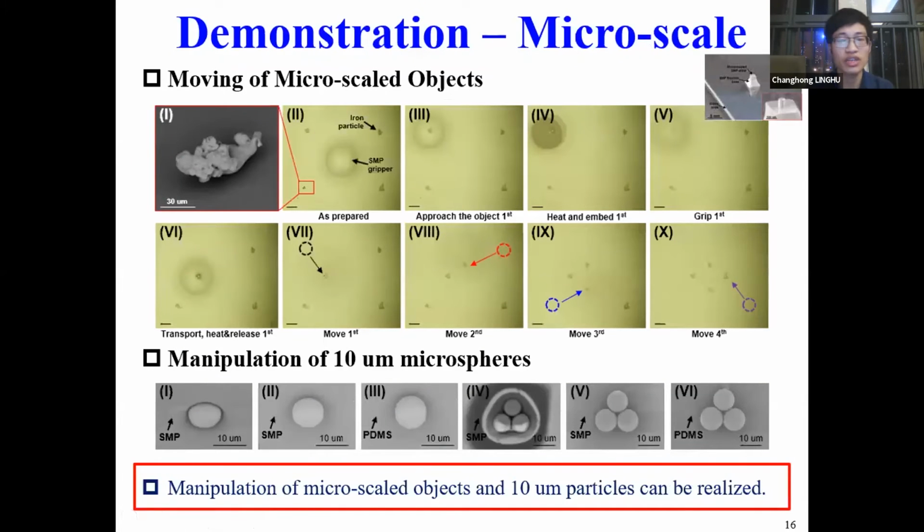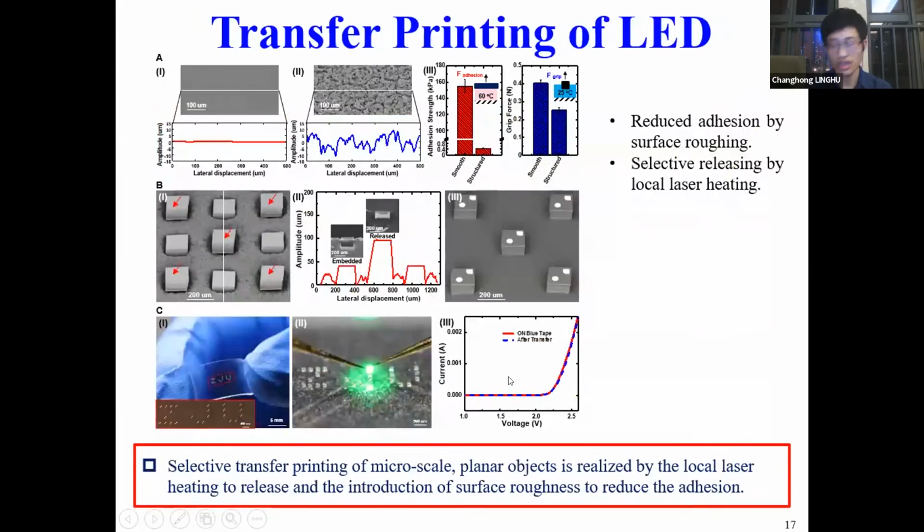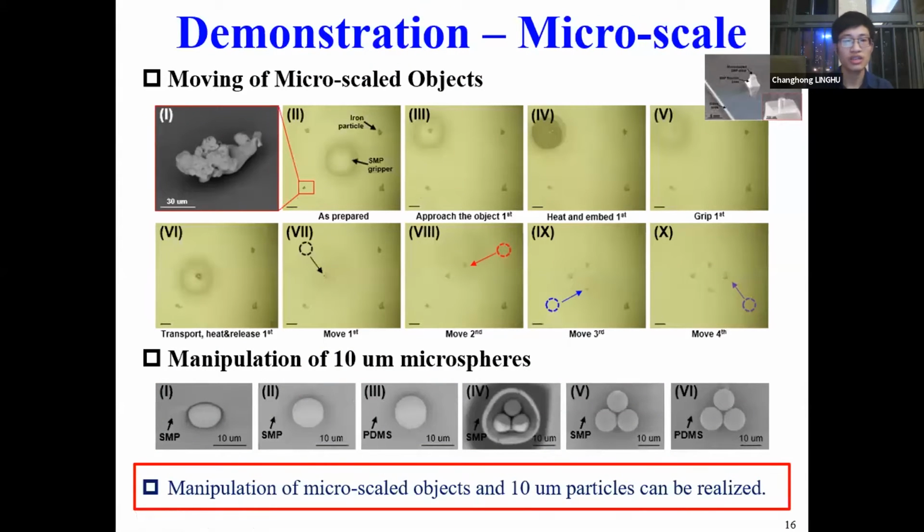And we can further scale it down to handle highly irregular iron particles. Here we transform the arrangement of the four highly irregular iron particles from the bigger rectangle into a smaller rhombus, and it can also maneuver particles as small as 10 micrometer. Yes, for those three-dimensional objects, the contact is very small, so the adhesion is very low after release.